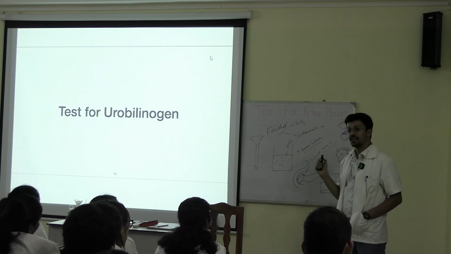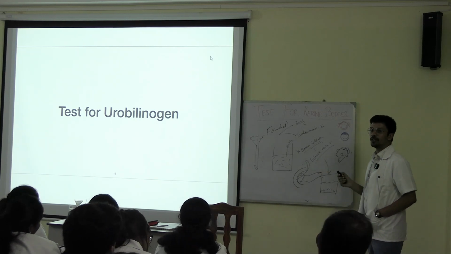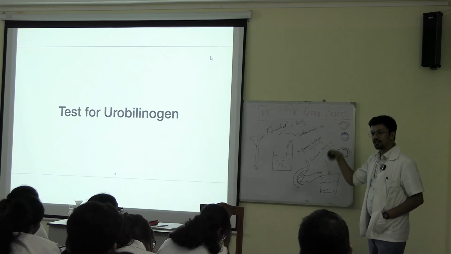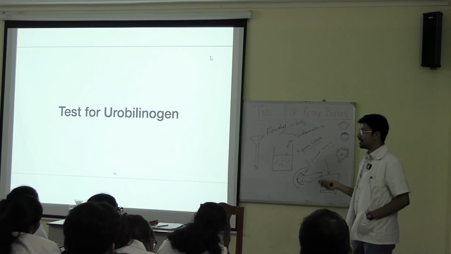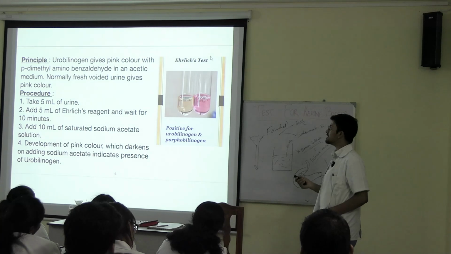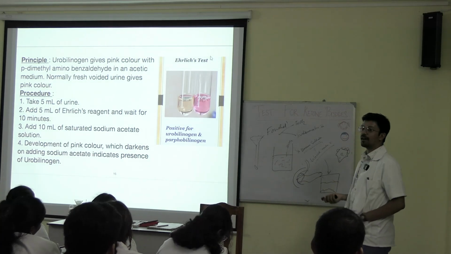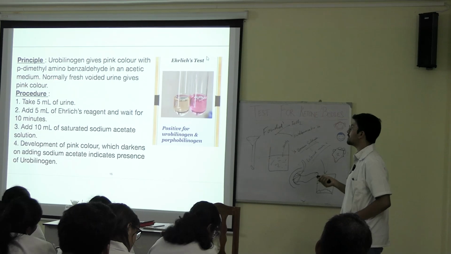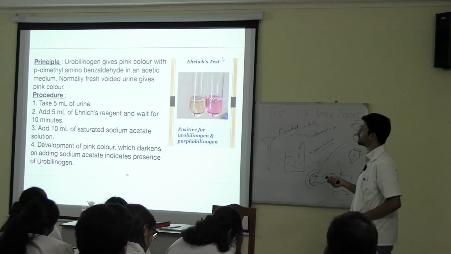Nah, that is urobilin. Urobilinogen is there in the gut. The urobilinogen will convert into stercobilin and urobilin. Remember? Okay. Now the test for urobilinogen: urobilinogen gives the pink color. Why are we not doing it? See, it's so difficult. Urobilinogen gives a pink color with para-dimethylaminobenzaldehyde in an acidic medium.